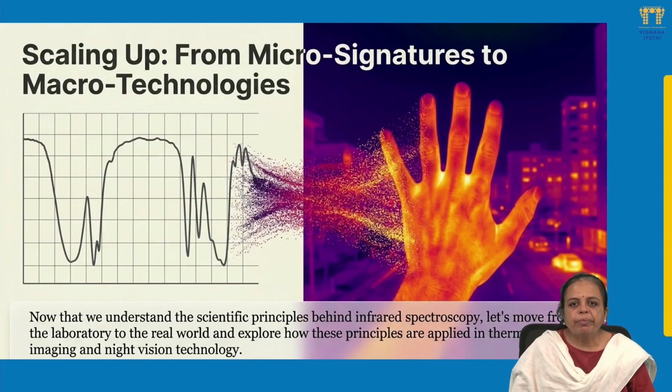So this is one example I take: if you take our finger or anything, whatever radiation or heat we are emitting, that heat combines with the IR, and then it collects that heat and generates our signature. They generate that impression in the form of a peak.